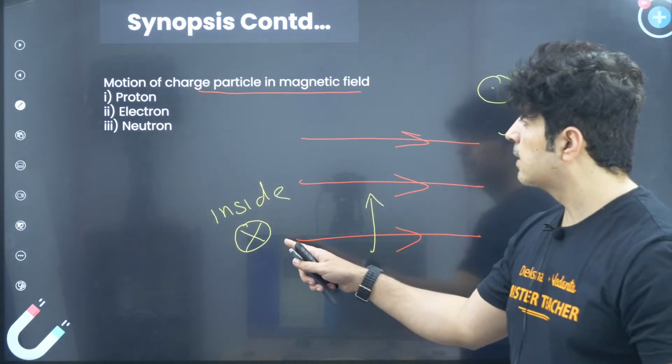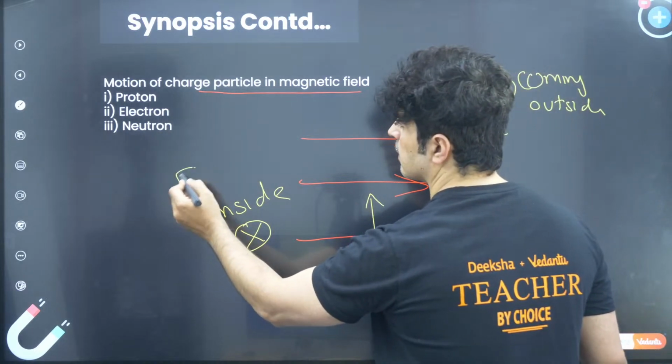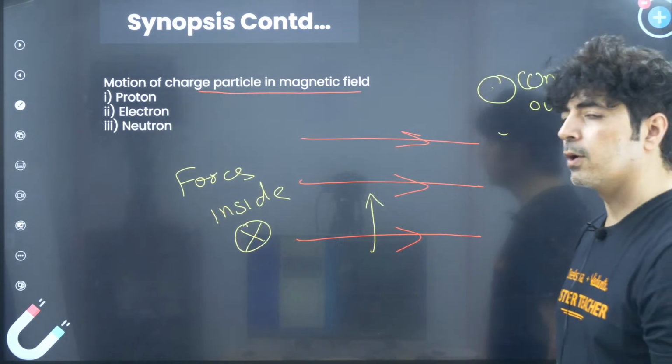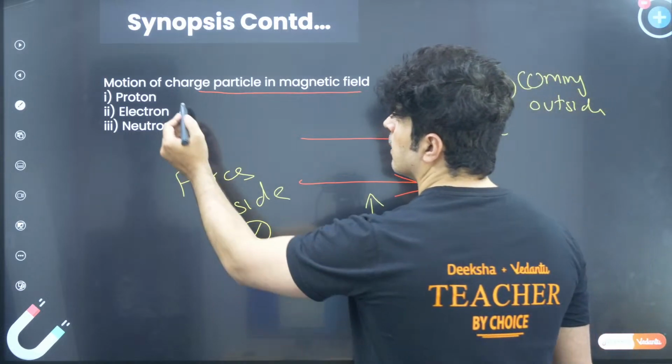So in this case, if you see, the force will be inside. Use your Fleming's left hand rule and let me know in the comment box whether you got it right or not, okay? So in case of proton, force will be inside, okay?